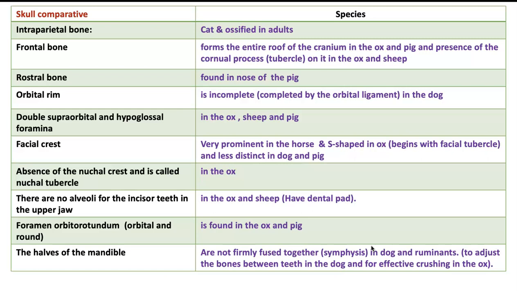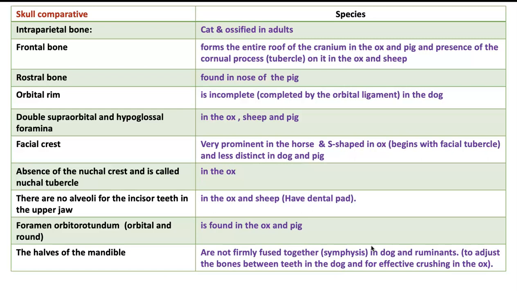For example, the interparietal bone will be like in the cat and will be ossified in other animals. Orbital rim, as we mentioned, only the dog has an orbital ligament. However, in the equine and also in the bovine, you will find the orbit is complete, but in the case of the canine it will be incomplete. Also, the facial crest is present in the skull of the equine, and also will be very prominent in the ox, very prominent in the horse. In the ox, we have a facial tubercle, right? Less distinct in the case of the dog.